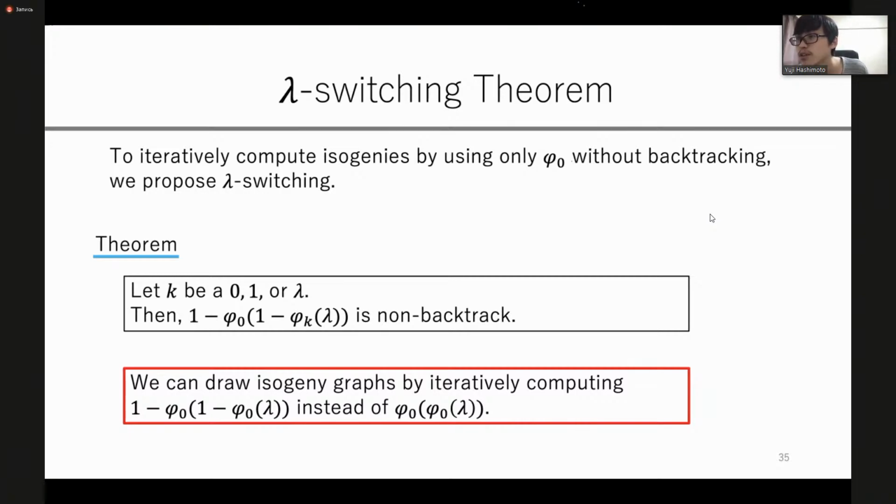We propose lambda switching. Let k be in 0, 1 or lambda. Then 1 minus phi 0, 1 minus phi k lambda is non-backtrack. We can draw isogeny graph by iteratively computing 1 minus phi 0, 1 minus phi 0 lambda instead of phi 0, phi 0 lambda.